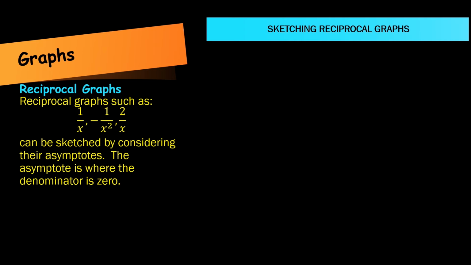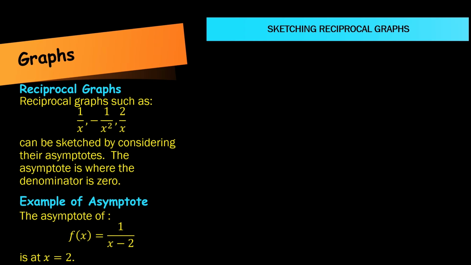Now let's take a look at reciprocal graphs. These are graphs such as 1 over x or minus 1 over x squared or 2 over x, etc. And they can be sketched by considering their asymptotes. The asymptote is where the denominator is equal to 0. So for example, f of x equals 1 over (x minus 2) has an asymptote at x equals 2, because this is where the denominator is 0.